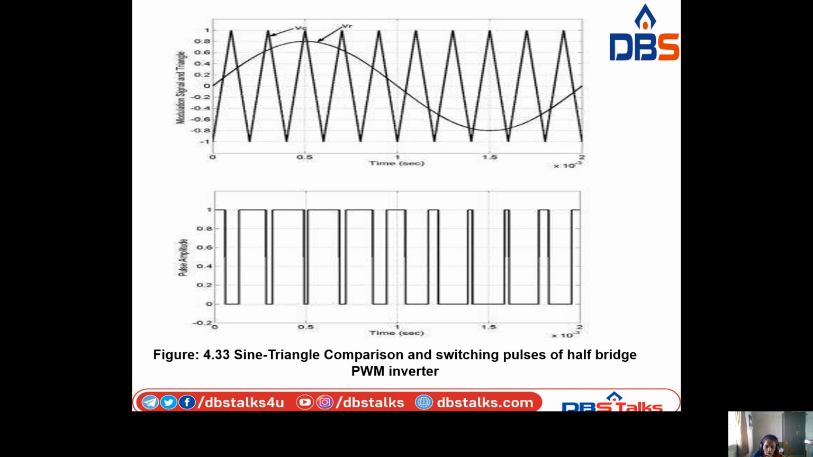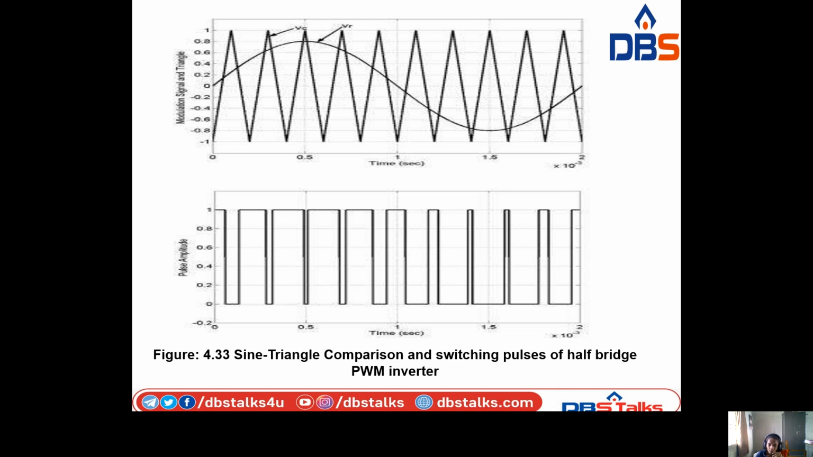here this is a square wave, the square wave of the PWM technique. At the start we discussed that in the PWM technique, whenever the switch is on for one instant, a square waveform is obtained. This waveform shows the square waveform. Okay, so this is the sine and triangular comparison and switching pulses for the half bridge PWM inverter.